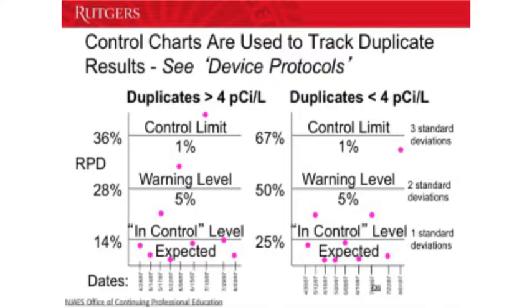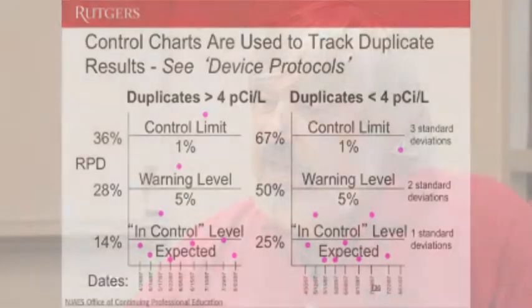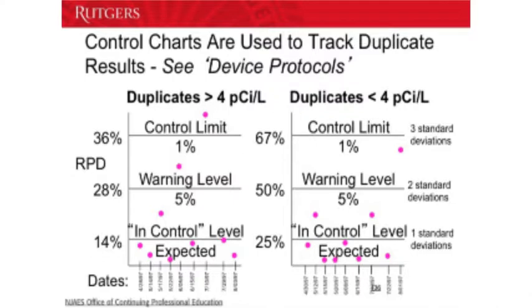And the control charts that you can see, there are two of them. One is for where both measurements are greater than or equal to 4 picocuries per liter. And the other graph is where both measurements are less than 4 picocuries per liter. Now, if you look at how these are graphed, we calculate the relative percent difference and then we plot them on the graph. The horizontal axis is just recording the day. If you're doing 2, 3, 5 measurements in a day, just put them next to each other. It's not important what order they go in.